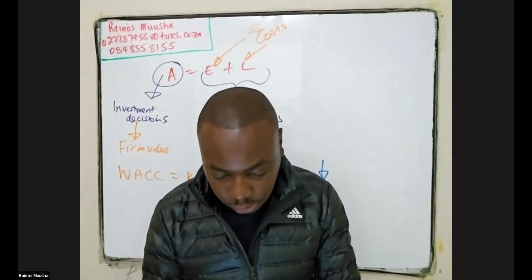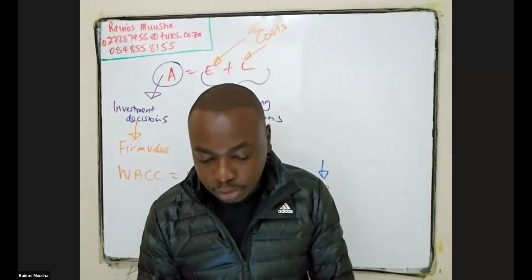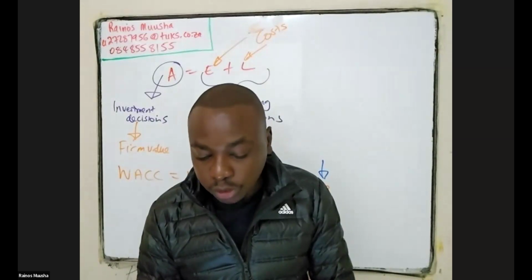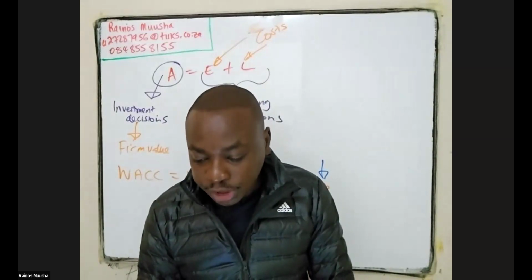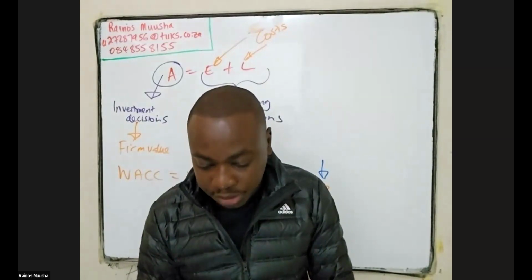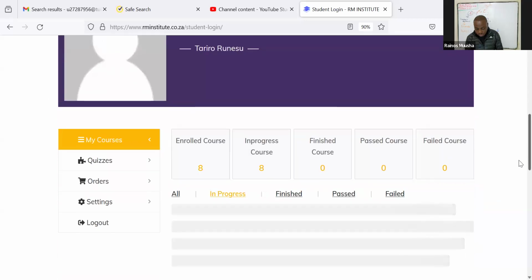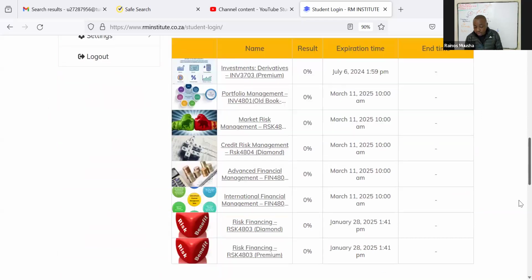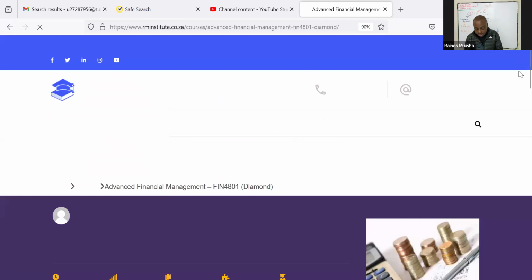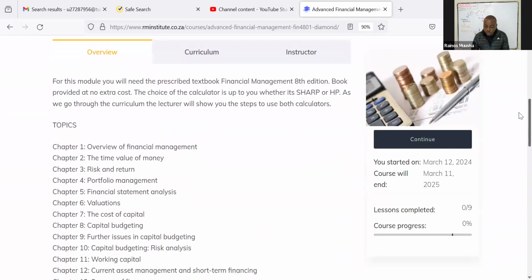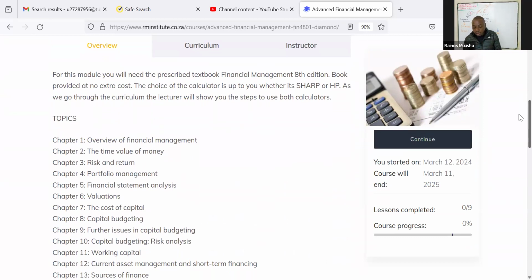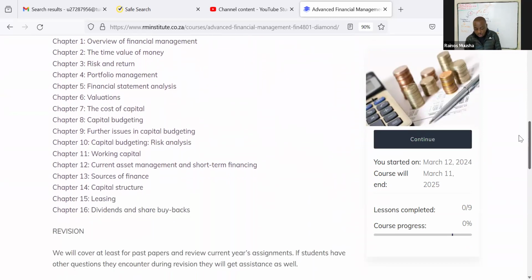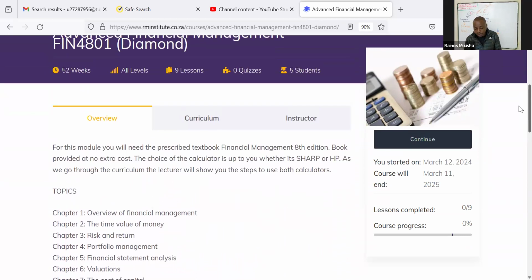So after you log in, you are going to see on your dashboard the information on the modules that you are registered for. And if you click on the module that you are registered for, you will see that on the first page is the overview, which shows you exactly what material we're going to be using, and also how many chapters we're going to be covering as well.